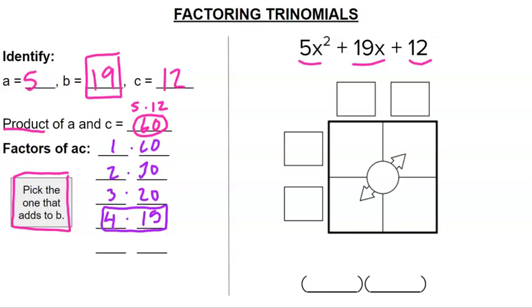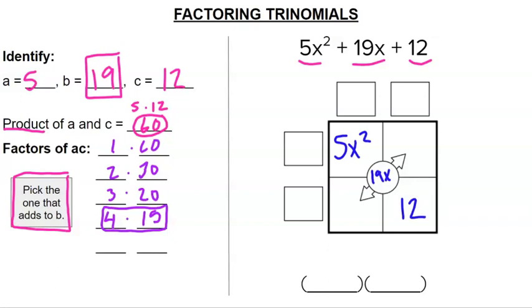Now, this is not going to be your final pair of factors like it was before. So we're not quite done yet. We're going to have a little bit of an extra step here. So we're going to use this factor box over here, and I'm going to set up our trinomial where we find our answer. We have 5x squared plus 19x, and then 12. So that's where we find our final answer.